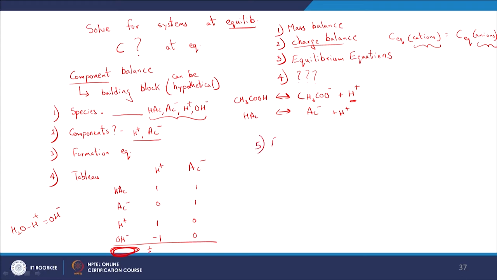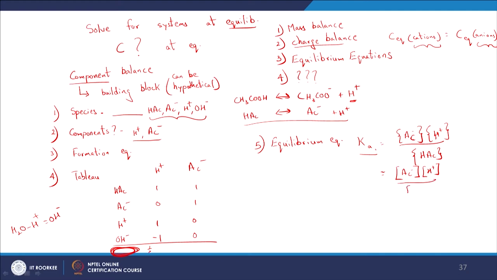So next up, I'll need to write my equilibrium equations, right? And in this case, we have two equilibrium equations. One is the acid dissociation constant, Ka1 equal to activity of Ac minus into activity of H plus, right, by activity of HAc. So this is the acid dissociation constant. Anyway, we are going to discuss this in greater detail later on, but for now please bear with me. In dilute solutions, we can approximate the activities by the relevant concentrations, right? And the other one would be the water dissociation, H plus and OH minus by activity of H2O, and obviously activity of H2O is going to be 1, and I am going to approximate them by the concentrations.